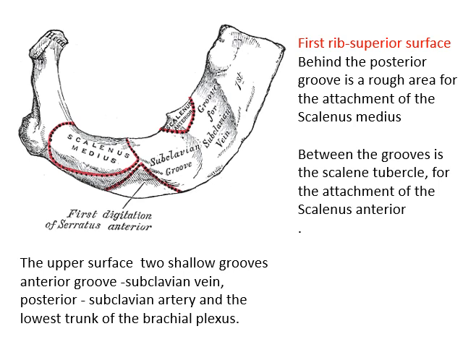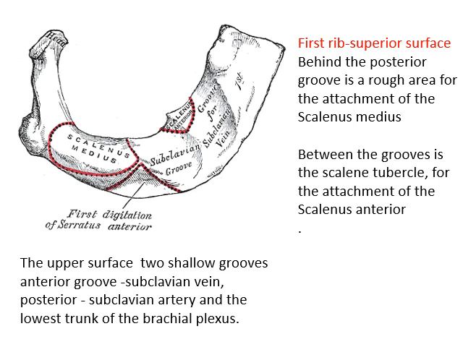So the anterior groove, now this is the posterior aspect where it articulates with the thoracic vertebra, and this is the anterior aspect. The anterior groove is for the subclavian vein, and the groove behind that is for the subclavian artery and the lowest trunk of the brachial plexus. I'm sure you remember that from studying the upper limb.